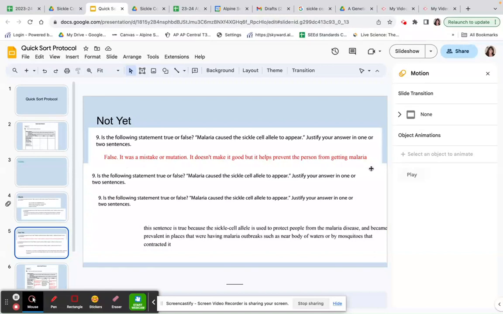And so this also is a way that I can assess writing and the skills of expressing and communicating ideas. So number 9, is the following statement true or false? Again, this person said the sentence is true because the sickle cell allele is used to protect people from the malarial disease and became prevalent in places that were having malaria outbreaks. So just from that answer, I can see that we've got some misconceptions that are going on there.